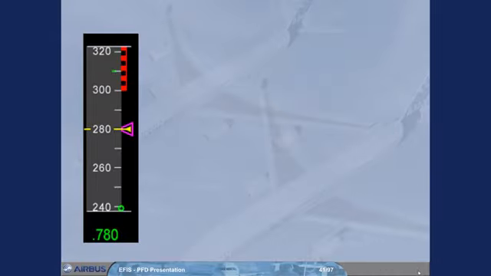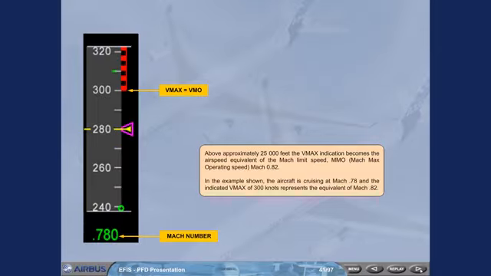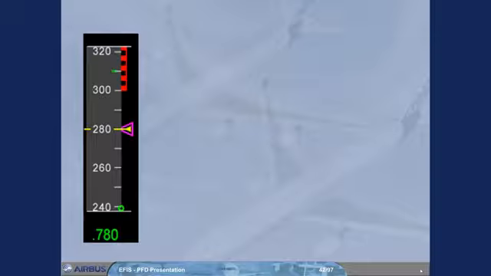Above approximately 25,000 feet, the Vmax indication becomes the airspeed equivalent of the Mach limit speed, MMO, Mach max operating speed, Mach 0.82. In the example shown, the aircraft is cruising at Mach 0.78, and the indicated Vmax of 300 knots represents the equivalent of Mach 0.82. A green circle indicates the best lift-drag ratio speed for the aircraft in clean configuration. This speed is known as green dot speed.